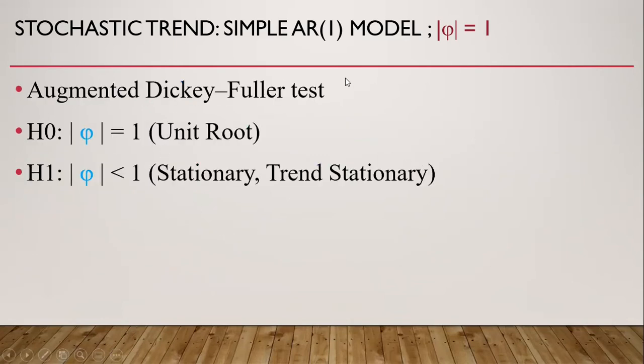So how to identify that our parameter is equal to 1, or this is also known as unit root. We can use the augmented Dickey-Fuller test, where the null hypothesis is that our parameter is equal to 1, that is, the time series has a unit root. And the alternate hypothesis is that the parameter is less than 1, which means either a stationary or trend-stationary model.